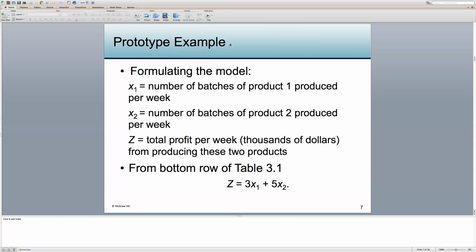And for any given value of X1 and X2, you make $3,000 for each batch of product 1. So 3X1 is how much money you make, the profit from X1 batches of product 1. 5X2, this is the number of thousands of dollars that you make for each batch of product 2. So if you make X1 batches of product 1 and X2 batches of product 2, your total profit Z is 3X1 plus 5X2. This is what is called the objective function.